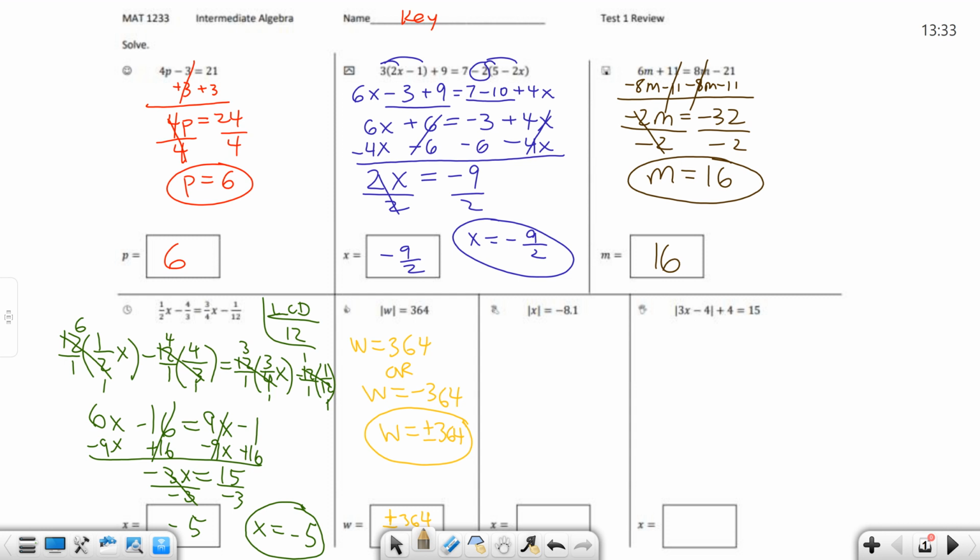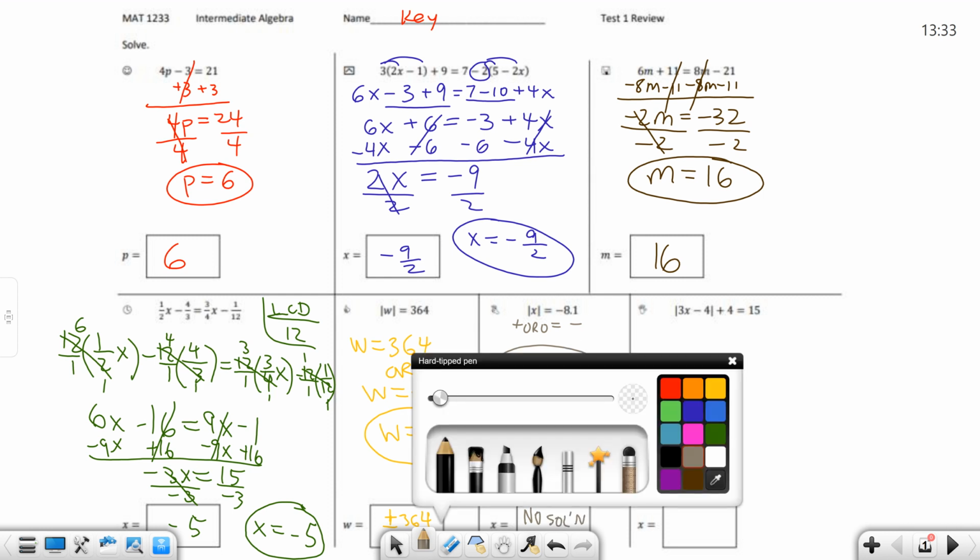Here, absolute value equals a negative. So remember, this is positive or 0, and that equals a negative. When does a positive equal a negative? Never. It never happens. When does a 0 equal a negative? Never happens. So if this never happens, this is no solution. No solution. I'll even take ain't going to happen. There's no solution.